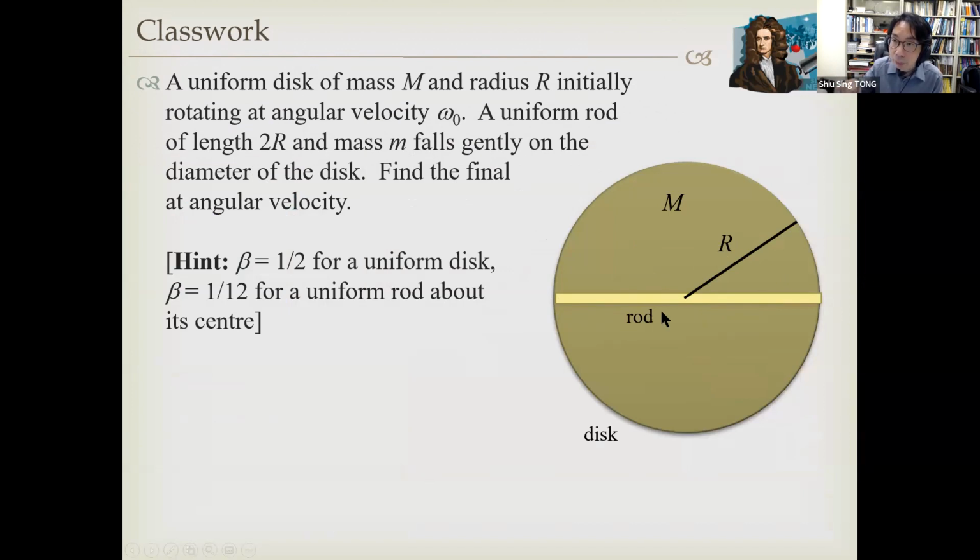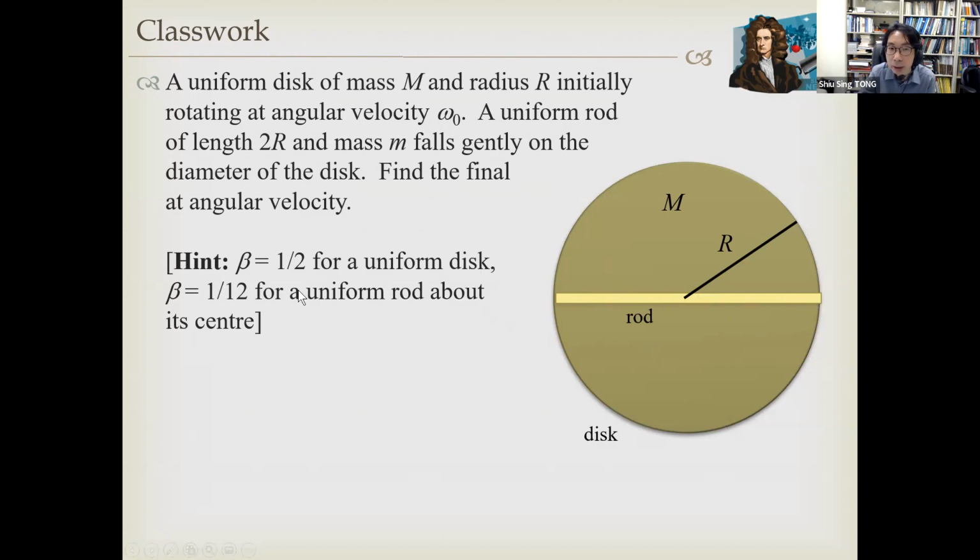I now let the rod fall gently onto the disk such that the length of the rod spans the diameter of the disk. Eventually the rod and the disk, due to the frictional force between them, rotate together. So I want to ask, what is the final angular velocity of the system, the disk together with the rod?